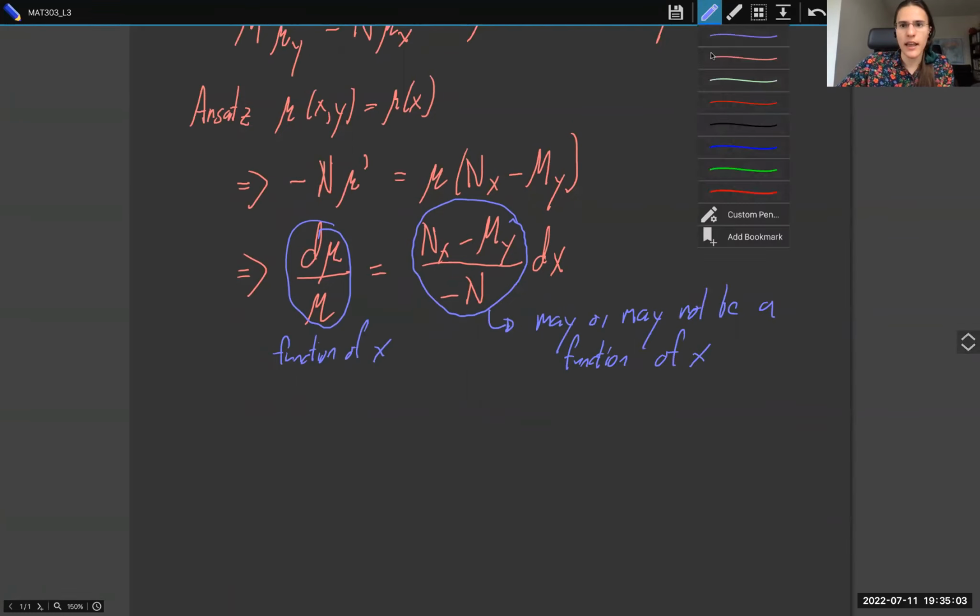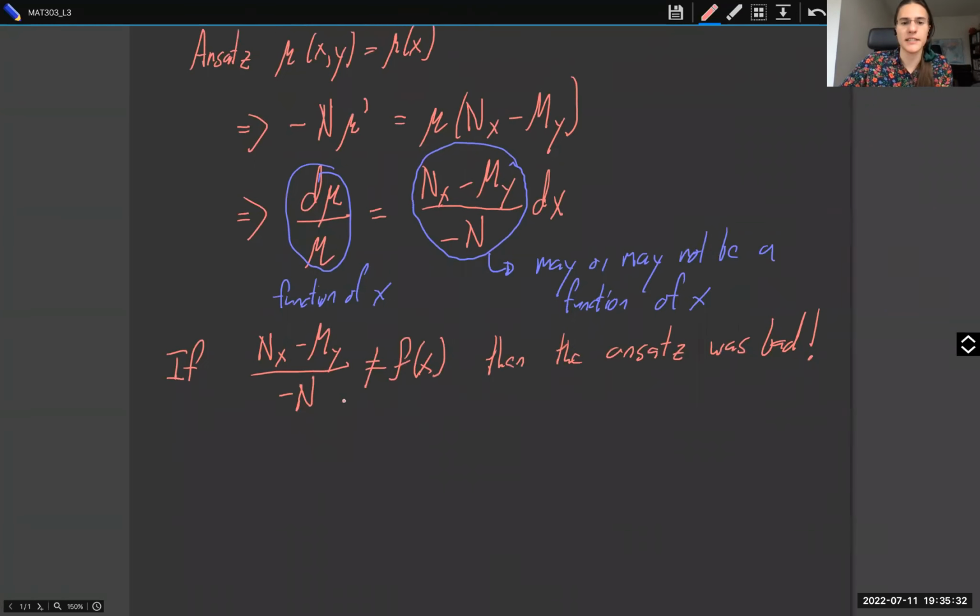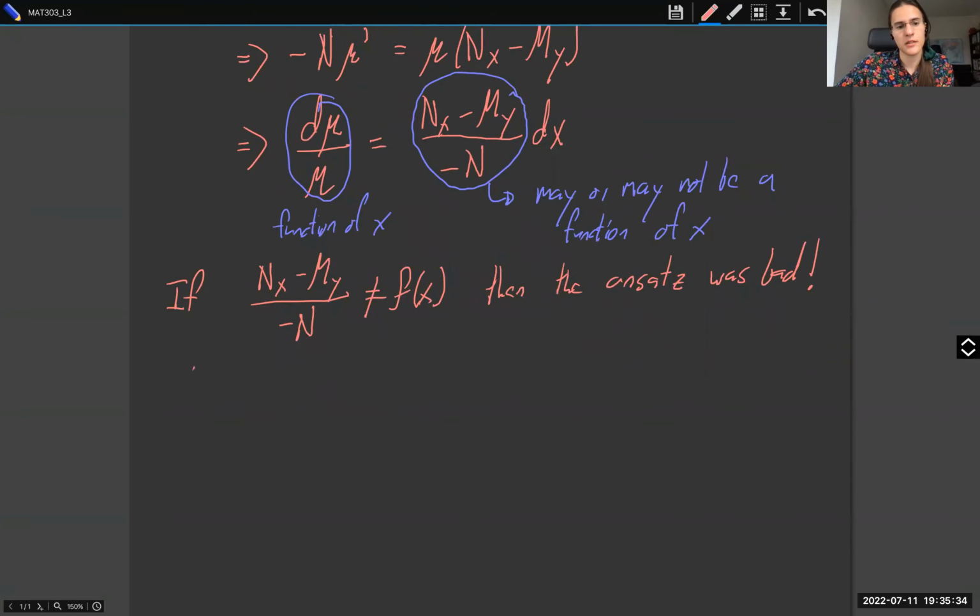So if (N_x minus M_y) divided by negative N does not equal f of x, a function of x alone, then our ansatz is useless. That was bad. However, let's suppose that it is. So suppose that this is a function of x alone.